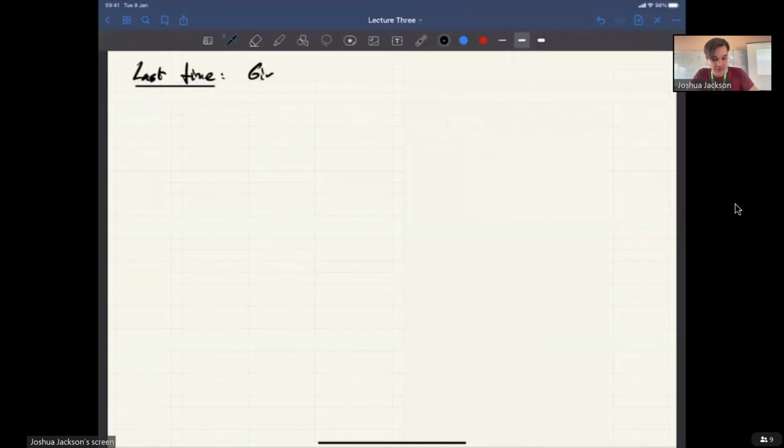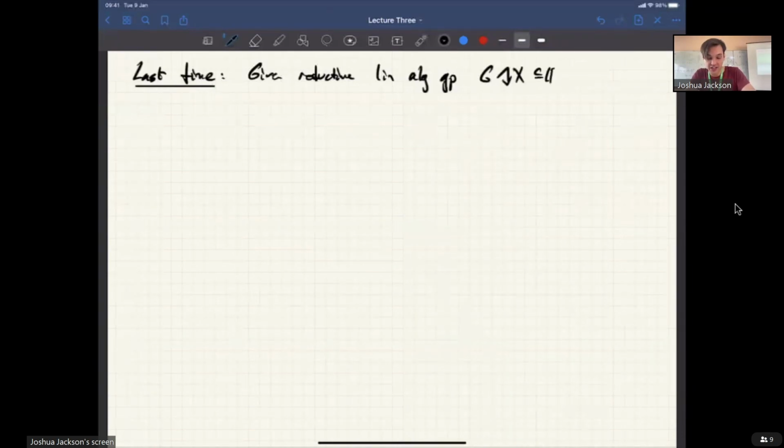Right, so last time we saw that given a reductive linear algebraic group G acting on X, a projective scheme or variety, there exists an open so-called semi-stable locus, which maps to this thing, the GIT quotient, which was projective. And this thing is a good projective quotient.